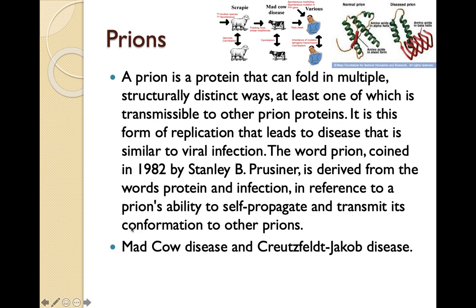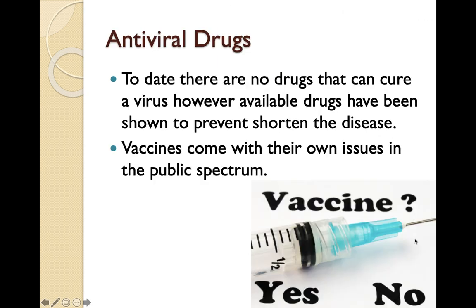Now in cows, it's called mad cow disease or bovine spongiform encephalopathy. Spongiform, hence the name, spongiform, their brain looks like a sponge. It has lots of holes inside of it from the proteins quitting doing what they're supposed to do. And in humans, it's called Creutzfeldt-Jakob's disease.